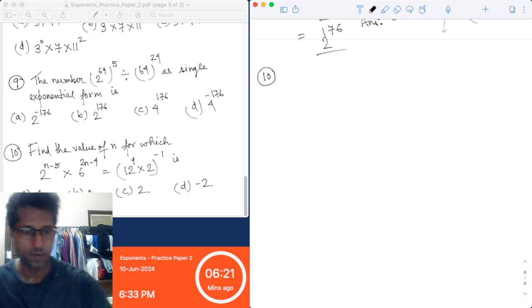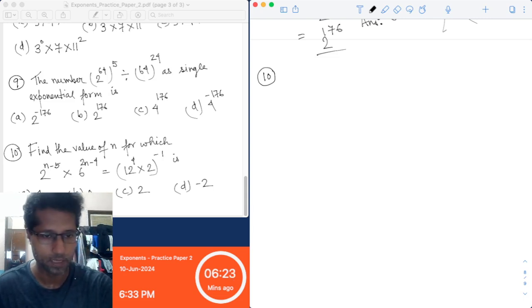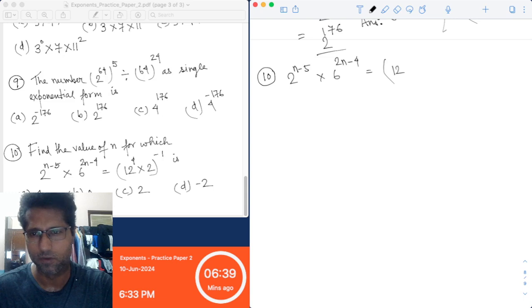Okay. What is the equation given? We have to solve for the unknown n from the given equation. The equation is 2 to the power n minus 5 multiplied by 6 to the power 2n minus 4 equals 12 to the power 4 multiplied by 2, and this whole reciprocal.